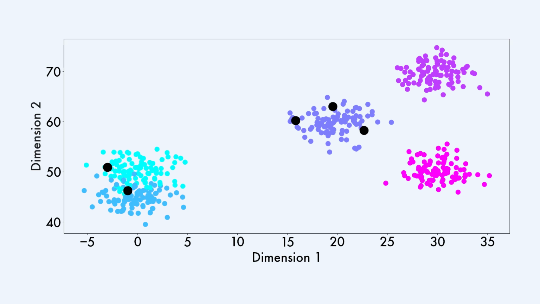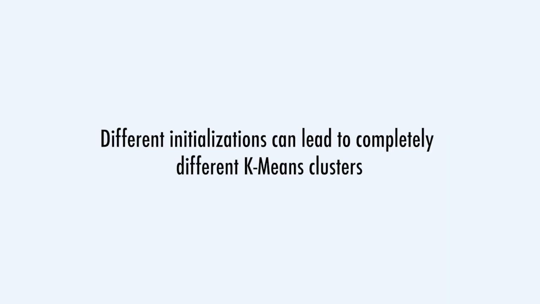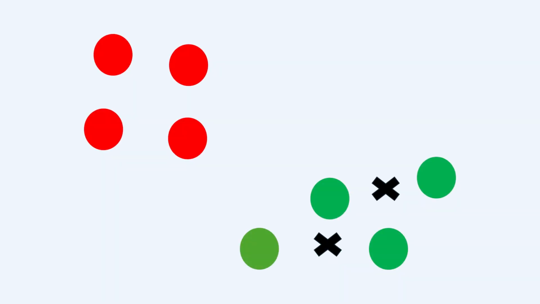Now, consider that we had selected the centroids in a different manner, as it's shown. If we run the K-means on this set of initial centroids, the result after 100 iterations would be the following. In this case, the groups match the original groupings of the data. This means 2 things. First, that initialization is crucial for K-means, and second, that different initializations can lead to completely different K-means clusters. This is in fact one of the disadvantages of K-means. It is sensitive to the initialization of the centroids.